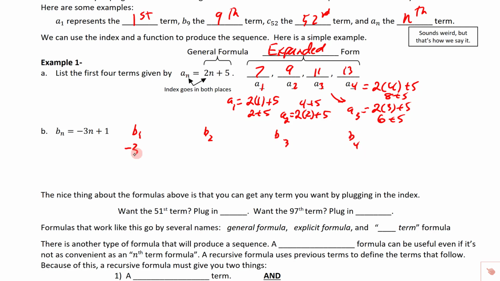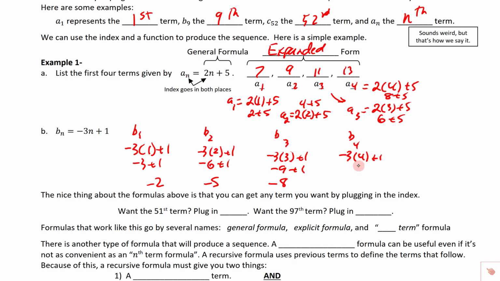So this is going to be negative 3 times 1. And then we're going to add 1. So this is going to be negative 3 plus 1. That's going to be negative 2. And then the next one's going to be negative 3 times, we're plugging in a 2, and then we're going to add 1. So this is going to be a negative 6 plus 1. That's going to be a negative 5. And then we've got negative 3 times 3 plus 1. That's going to be negative 9 plus 1. So that's going to be negative 8. And then this last one, negative 3 times 4 plus 1, that would be negative 12 plus 1, that's going to be negative 11.